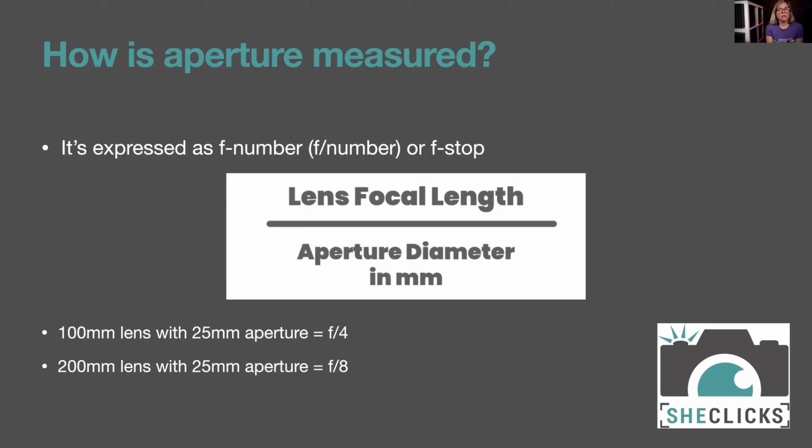So we know from maths at school that 1 divided by 4 is a quarter, 1 divided by 8 is about half the size. It's a smaller size aperture. So f/8 is smaller than f/4 because I think of it as a fraction. If we have a 200mm lens with a 50mm aperture, we get f/4.